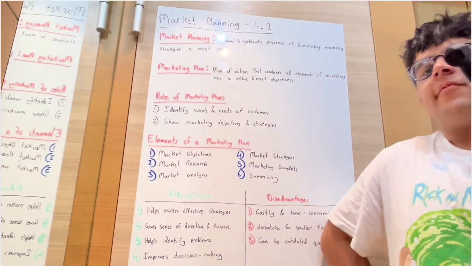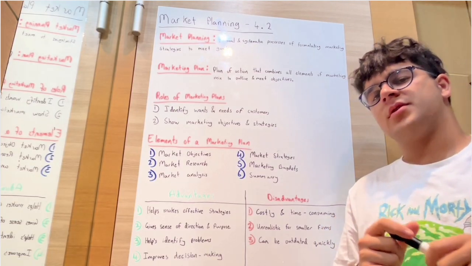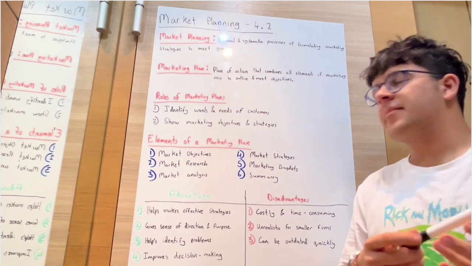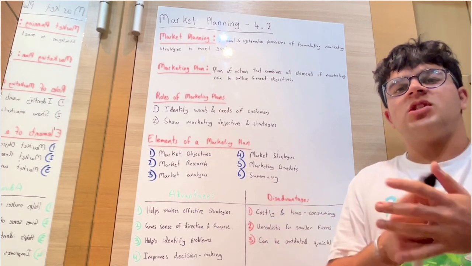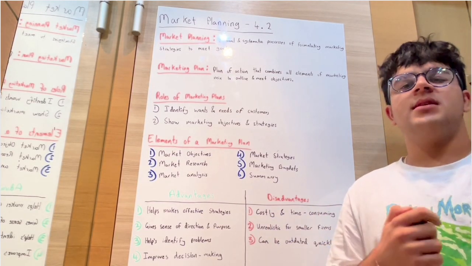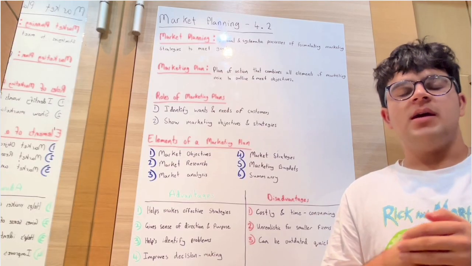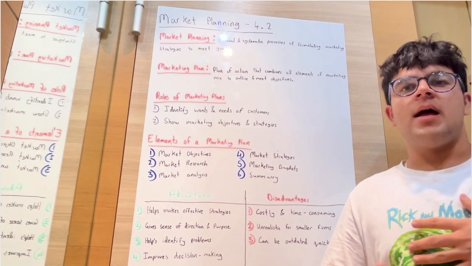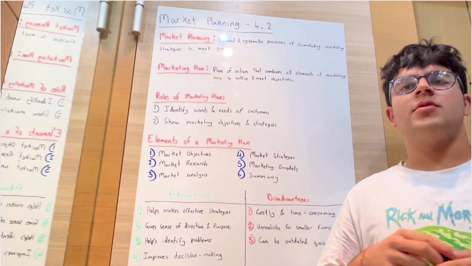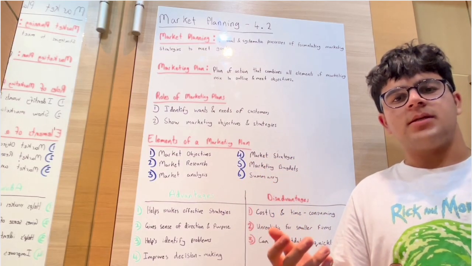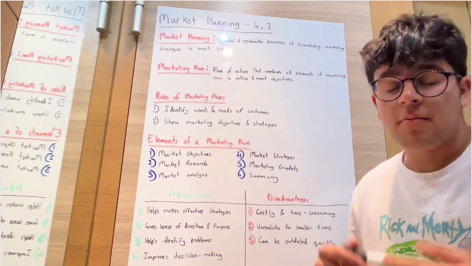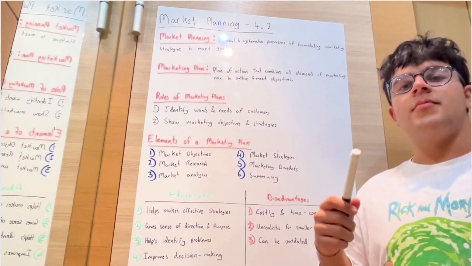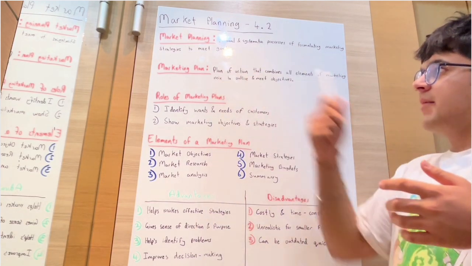Marketing planning, the first section of 4.2. It's a big unit. Okay, so marketing planning is just the formal and systematic process of making strategies and objectives in order to meet the goals of your business. Now, in order to follow marketing planning, you need to make something called a marketing plan.